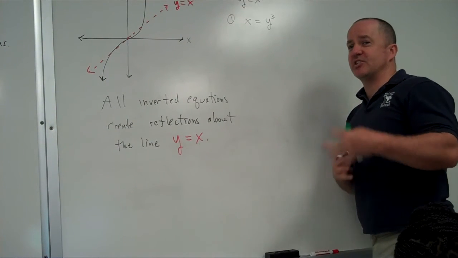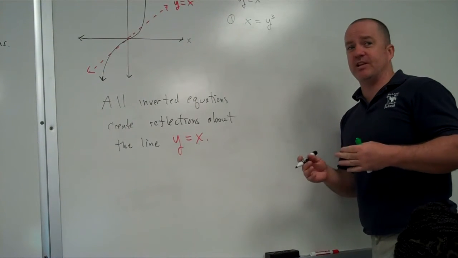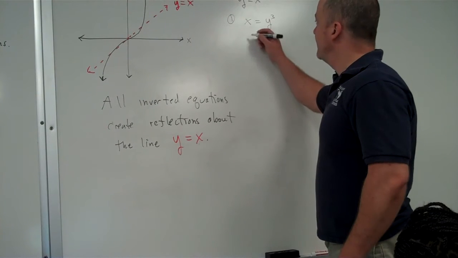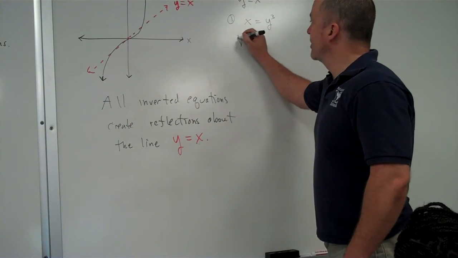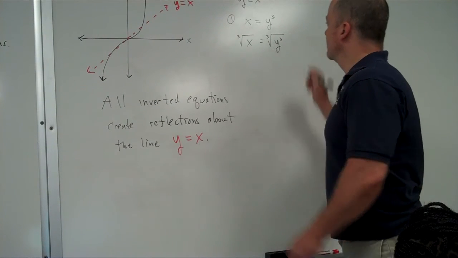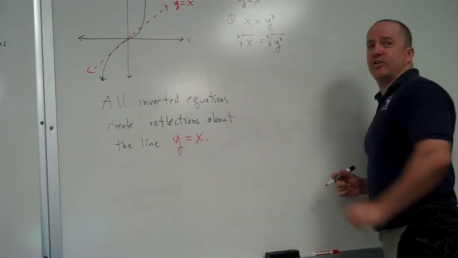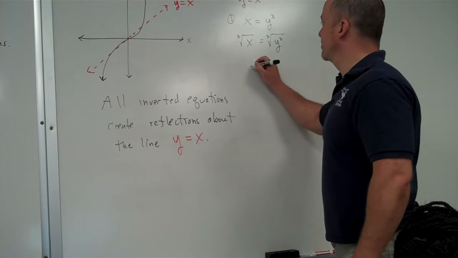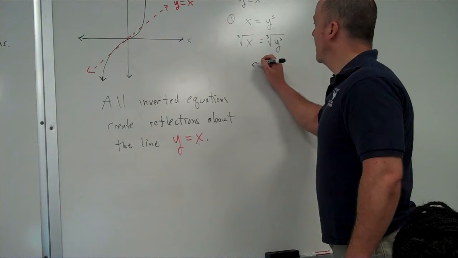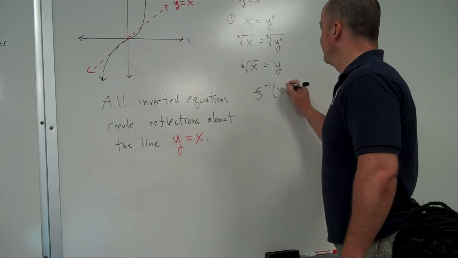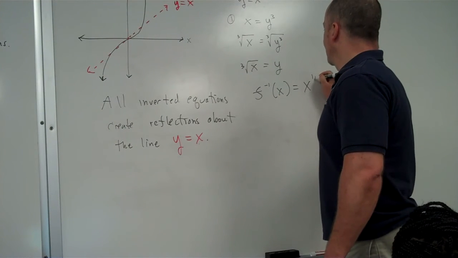And then pay close attention here because we haven't done much of this. This is a little bit new, but it relates to what we did yesterday. If I had to solve this for y, I would take the cube root of both sides, because what do you think the cube root of y cubed is? Y. A cube root and a cube cancel each other out, so I will get the cube root of x equals y. So my inverse function is x to the 1/3.